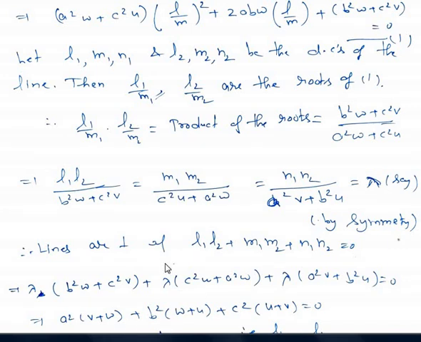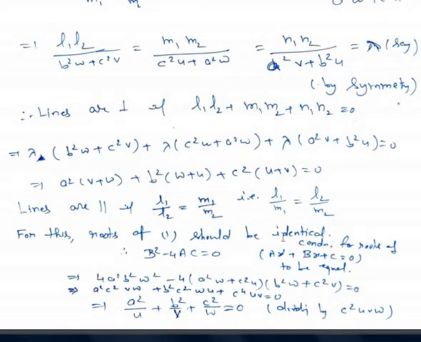So lines are perpendicular if l1 l2 + m1 m2 + n1 n2 is 0. What is l1 l2? l1 l2 is lambda into this term. So put the values: lambda into (b²w + c²v) plus lambda into this term and plus lambda n1 n2, which is lambda into (a²v + b²u), is equal to 0. So divide by lambda throughout and simplify, we get a²(v + w) + b²(w + u) + c²(u + v) = 0.